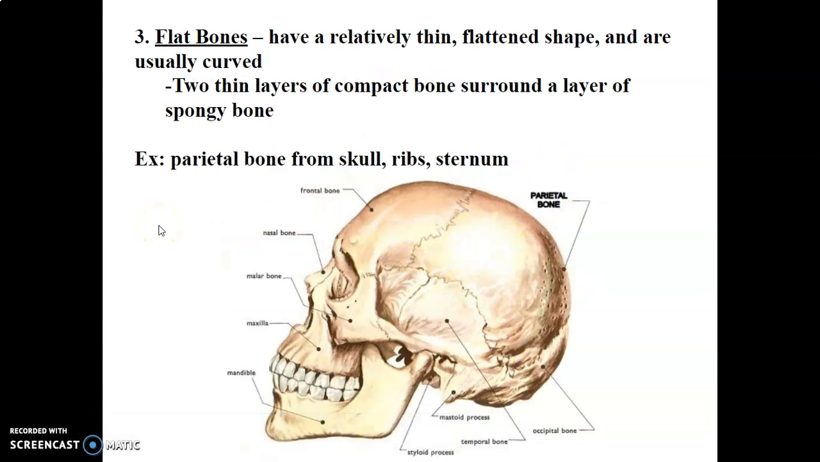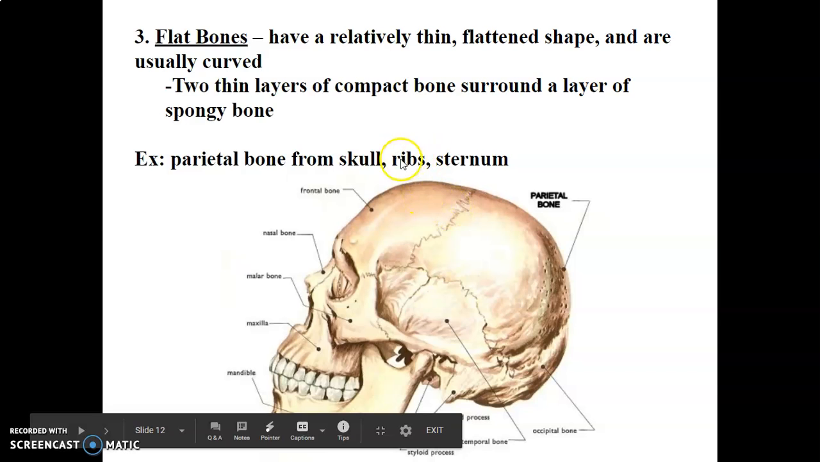Flat bones are very interesting in that they're relatively thin. They have a flattened shape and are usually curved. And we have that spongy bone sandwich, the 2 thin layers of compact bone surrounding a layer of spongy bone. So the parietal bone of the skull, the back part here. Also think about your ribs.